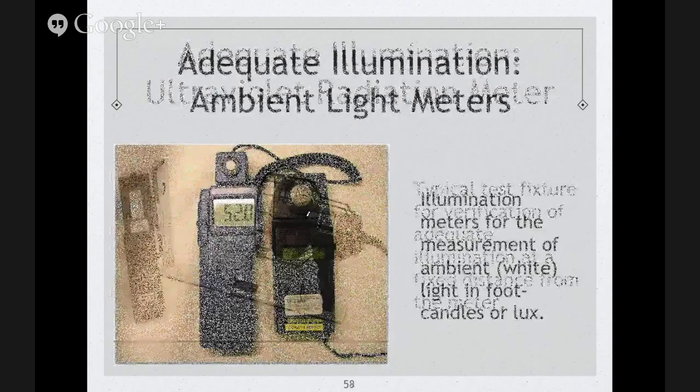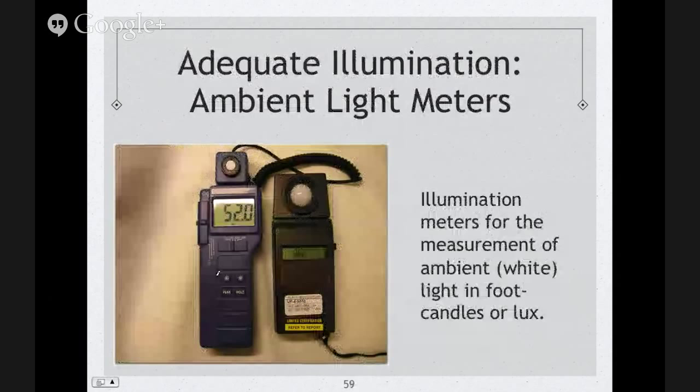Now, you also have this other type of light meter for white light, and it does the same thing. With white light, obviously, you don't have to put it at 15 inches, because you just want to see what ambient light you have at the inspection area.